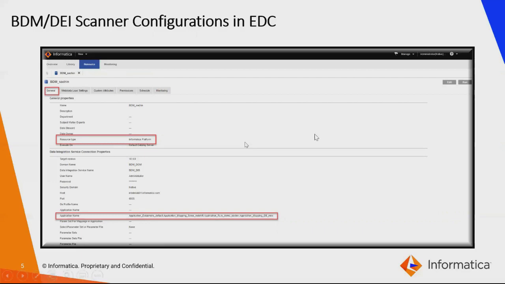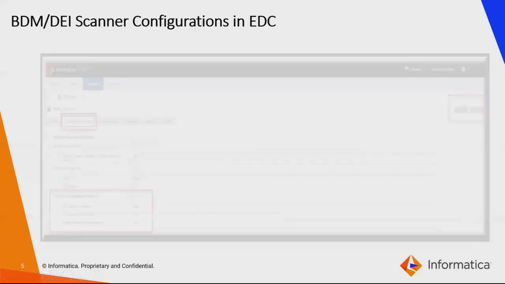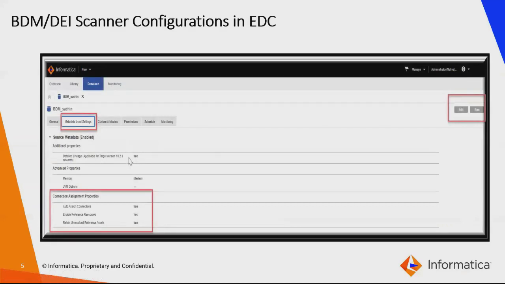And then if you could see, data integration service connection details, where you have all the details of the Informatica platform: username and password, hostname, and the port number. Right, all these details have to be given in the scanner details, and the metadata load settings, the configurations for auto assignment connections as well as enable reference resources. So this is very much important.